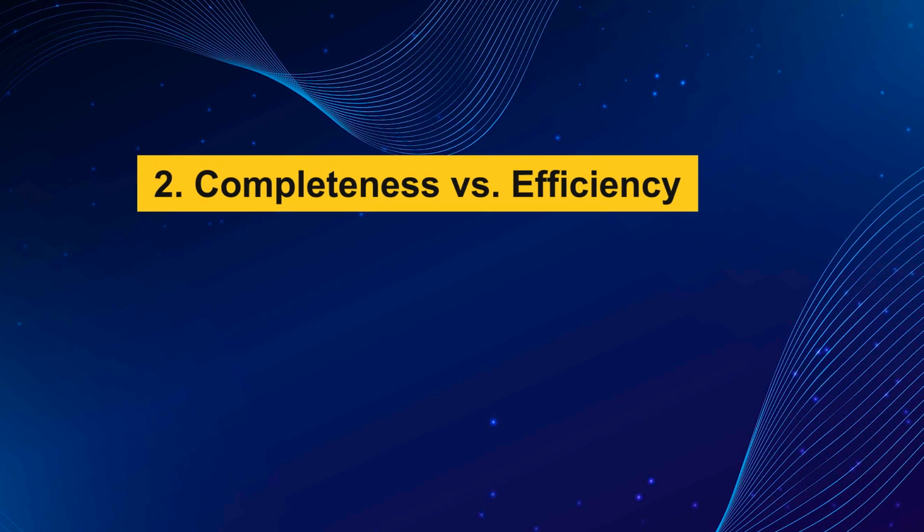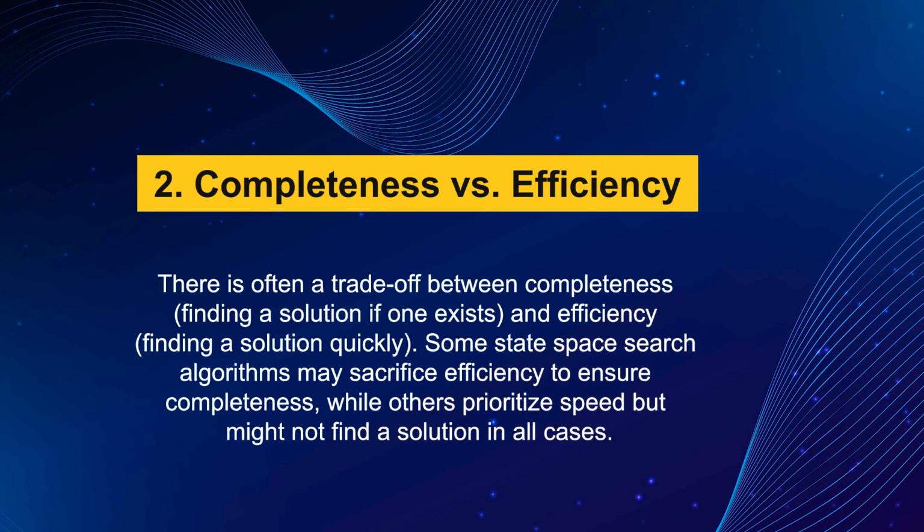Next is completeness versus efficiency. There is often a trade-off between completeness, that means finding a solution if one exists, and efficiency, that means finding a solution quickly. Some state space search algorithms may sacrifice efficiency to ensure completeness, while others prioritize speed but might not find a solution in all cases.